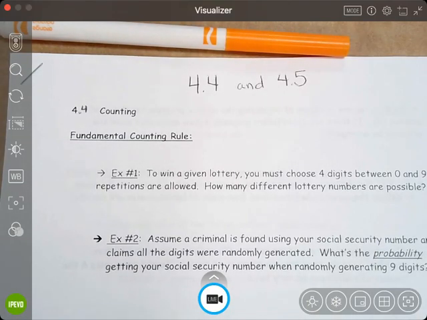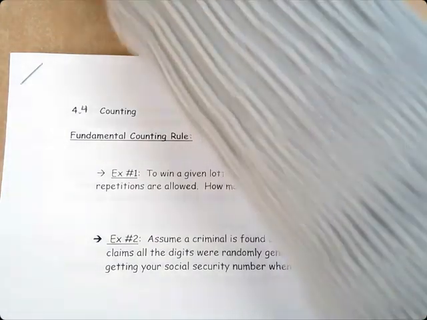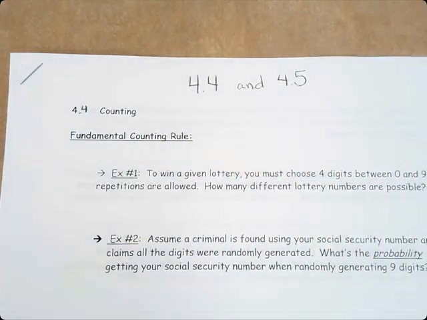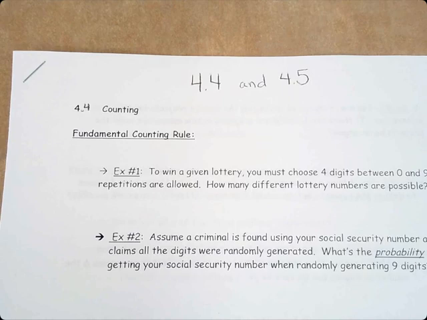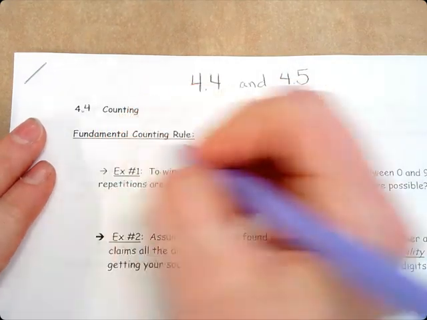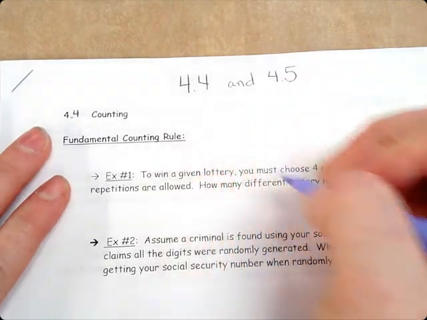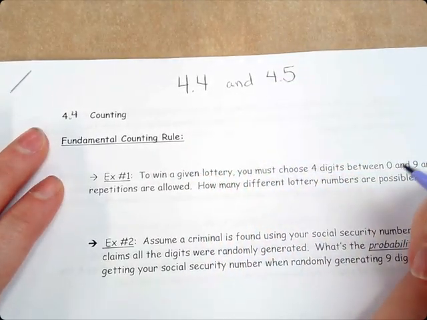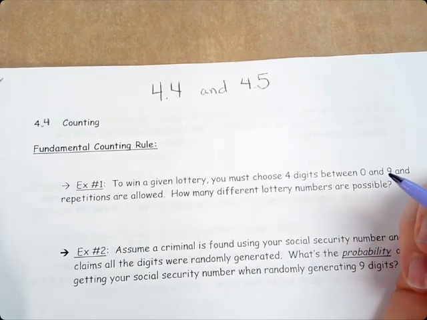4.4 is all about counting and doing permutations and combinations of different items. So we are going to look at the fundamental counting rule, which we talked about yesterday. If we want to know how many events there are, then we could use the counting rule by multiplying how many outcomes from each one of the events.